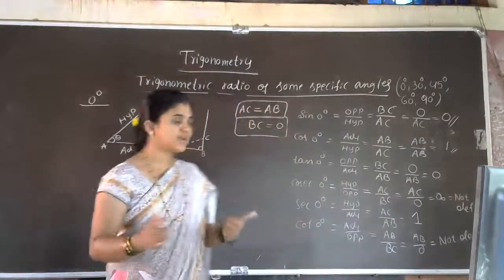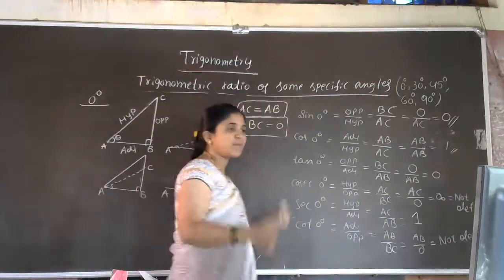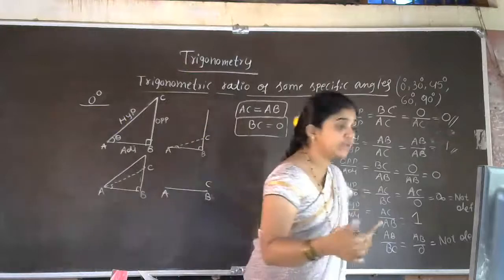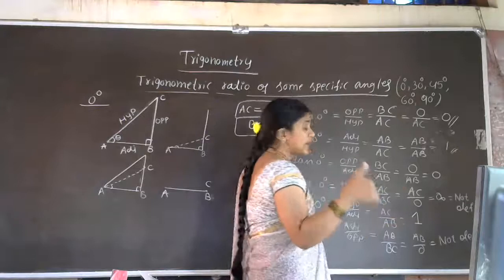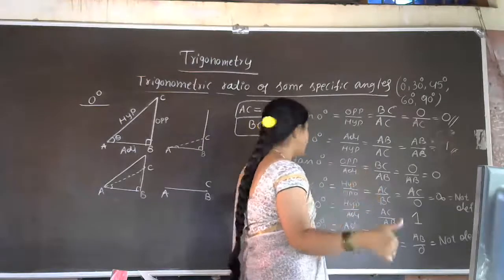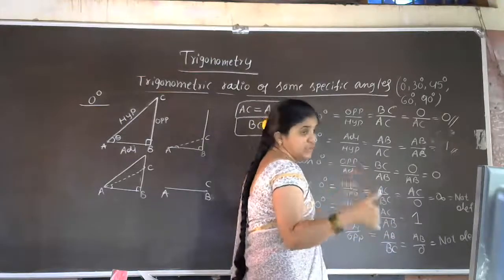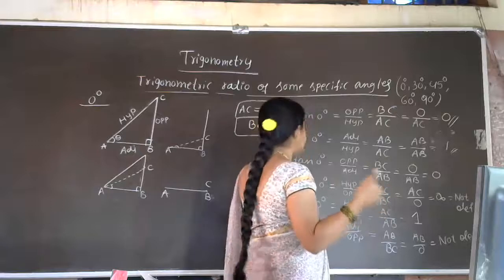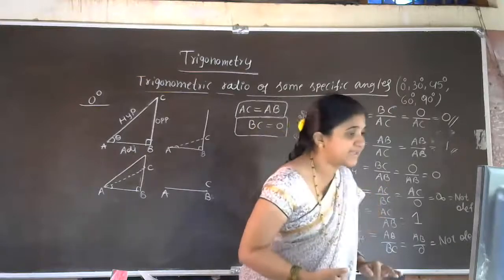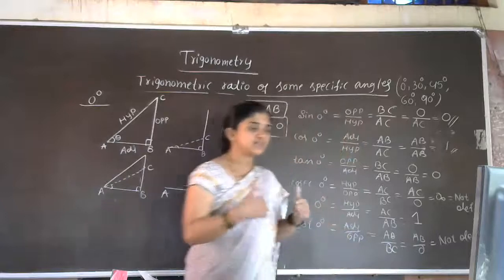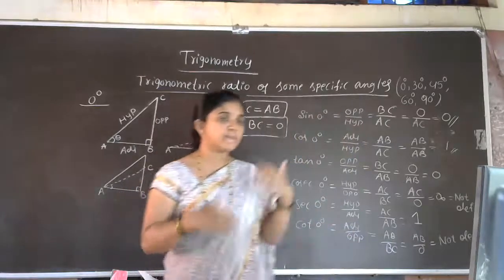Is that clear, students? So we got the 6 trigonometric ratios for 0 degree. Sine 0 degree is 0, cos 0 degree is 1, tan 0 degree is 0, cosec 0 is not defined, in the sense infinity, secant 0 is 1, then cot 0 is not defined again. Is that clear? These are the 6 trigonometric ratios for 0 degree.